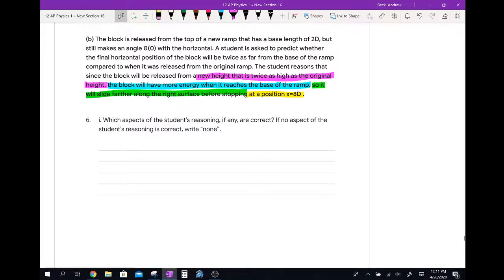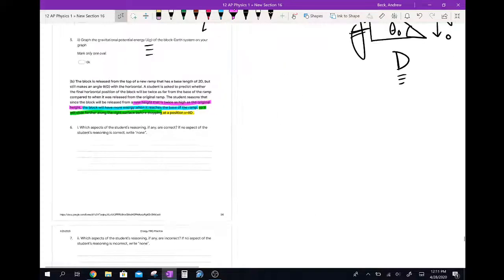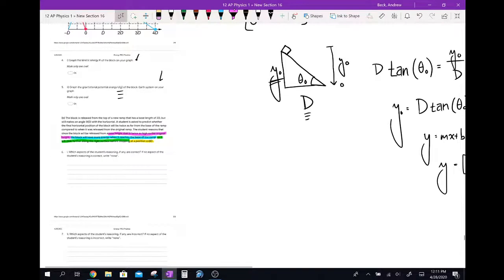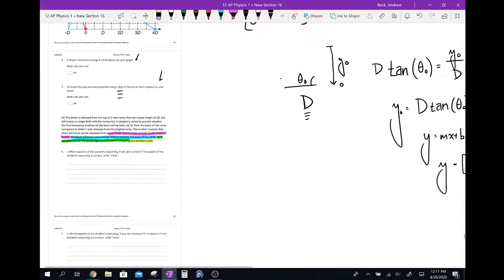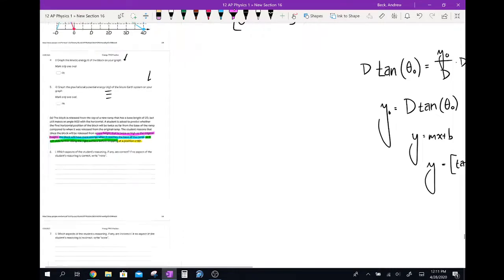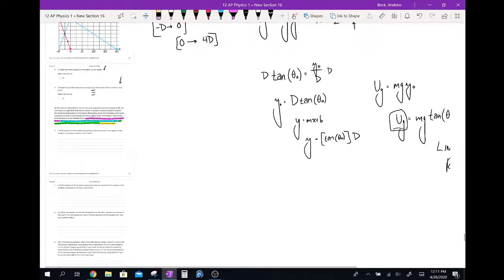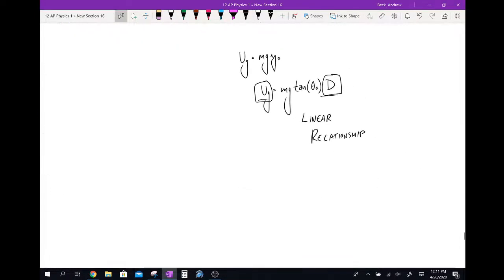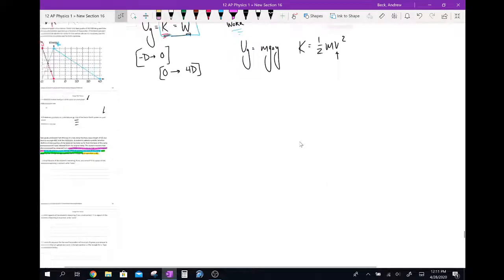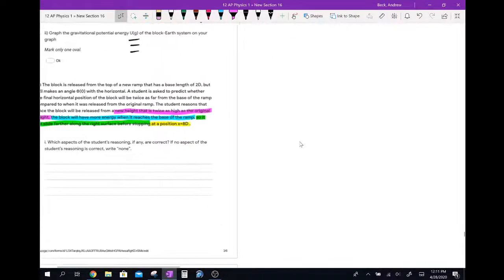So what aspects are correct? This is tricky. This is not going to be something that we can just say, yeah, that's right. We have to think about what's going on and analyze our situation. So let's get in here and analyze it. Let's think about what we got going on. Let's get rid of this. All right, so let's break down these situations.